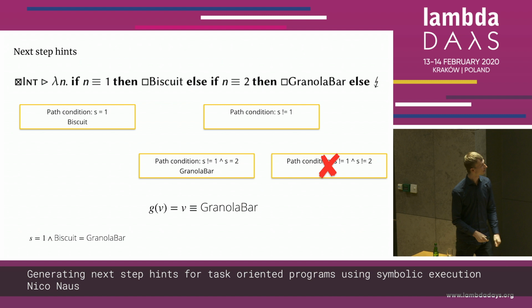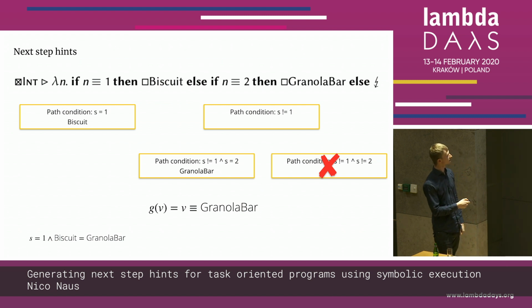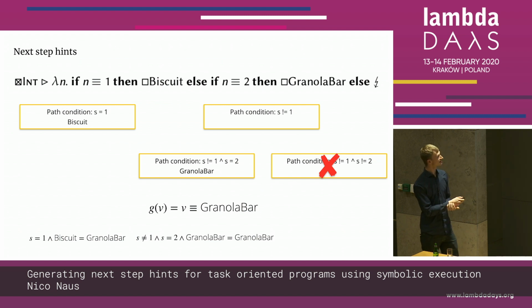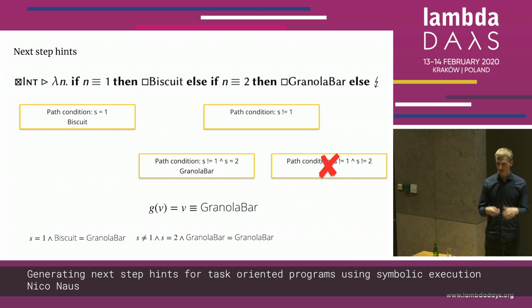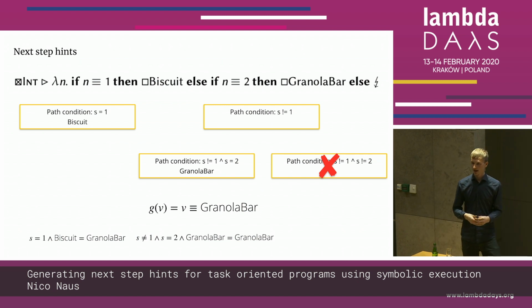So for the first run, we get S must be 1, which is true, and then biscuit is granola bar, which obviously is false. But in this run, fortunately, S is not 1, S is 2. Well, this is satisfiable, and this is, of course, true. So great, we can tell the user, input 2, and you will get a granola bar. So that's really the basic idea of how we want to generate hints.